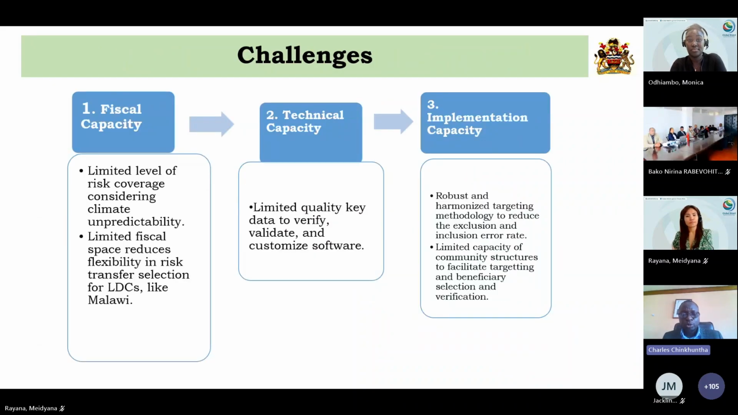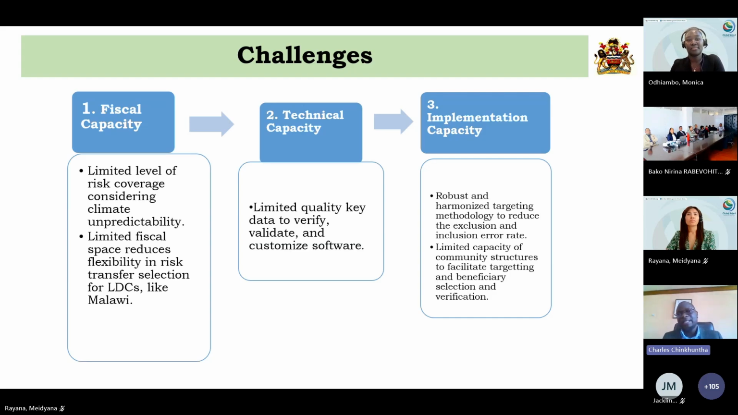Yeah, so every process has got its own challenges. We can't say everything is rosy. The main issue, one, we're talking about the limited level of risk coverage considering the climate unpredictability. So we are only covering a small part of the overall basket of risks that we have, the floods, the drought, the pandemics, but it has got something to do with our resource envelope. So it's the limited fiscal space that narrows us to a small area of intervention.